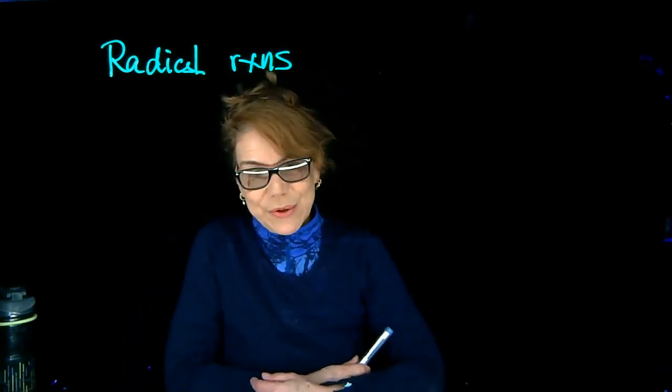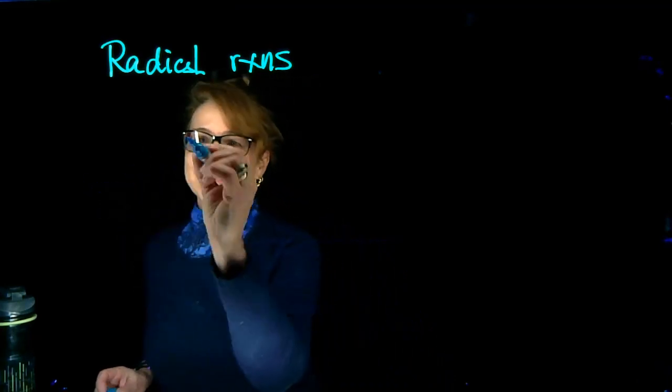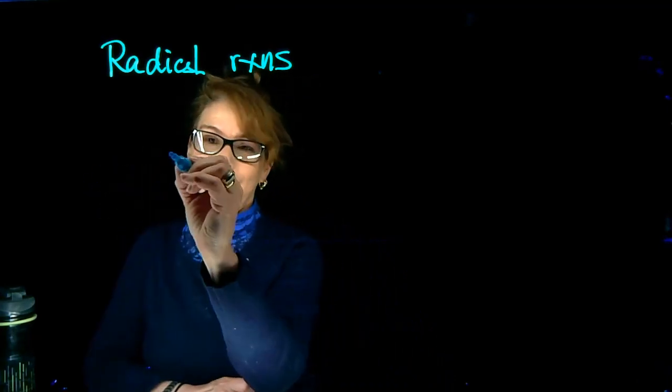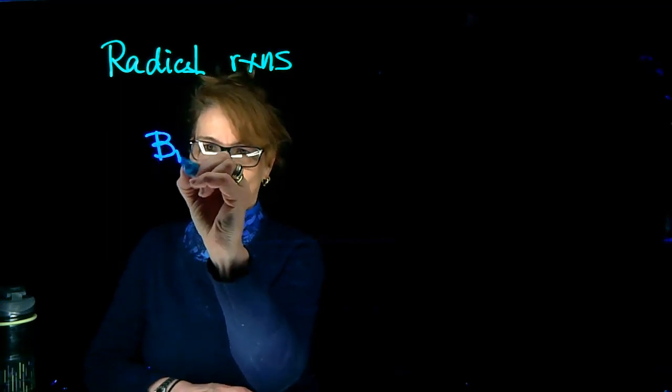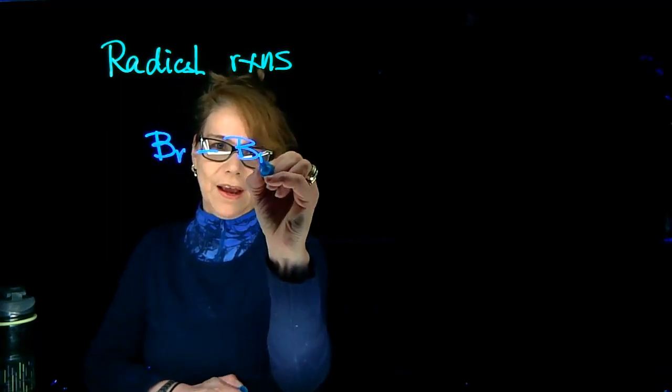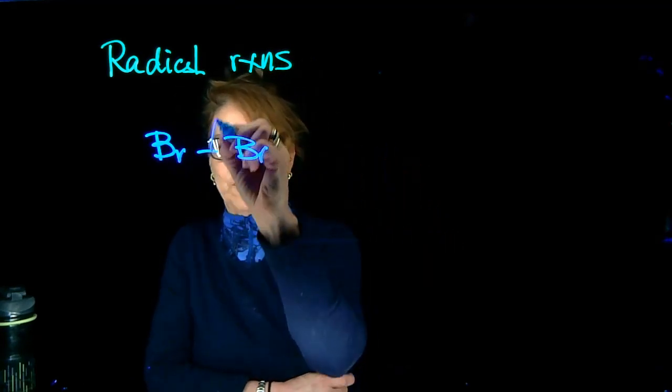Hello, we are going to be talking about radical reactions. These reactions happen through homolytic cleavage. Say that we have a bromine molecule like that. Homolytic cleavage means that this bond that has two electrons cleaves the following way.